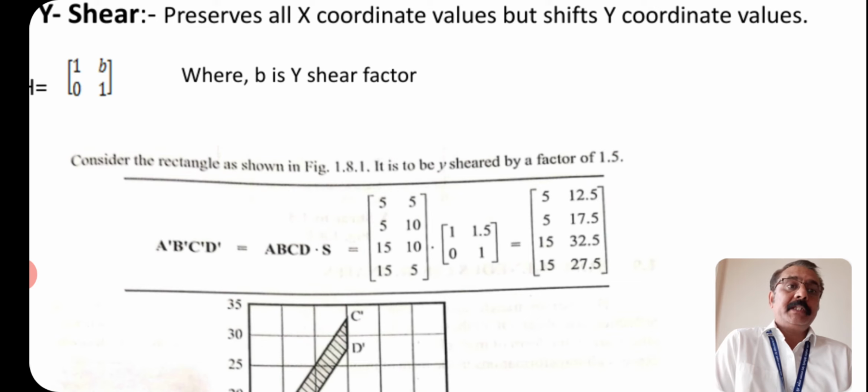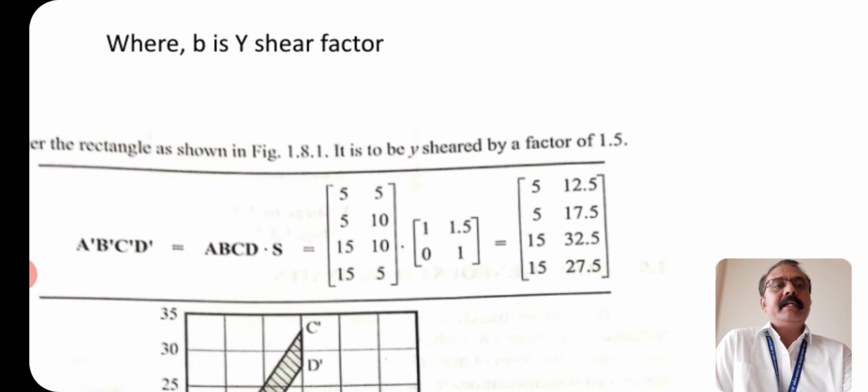If we observe the new coordinates of rectangle ABCD, then as per the definition, Y shear preserves all X coordinates. If we observe the values of X coordinate, the values are 5, 5, 15, 15. They do not change. Only the Y coordinate is shifted.